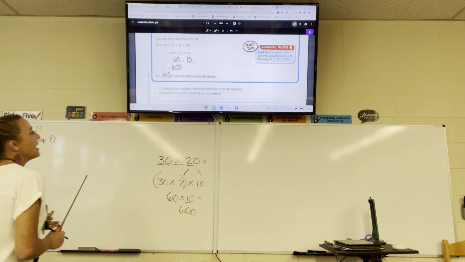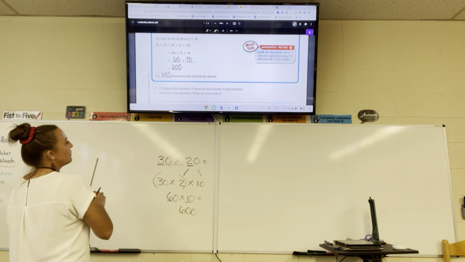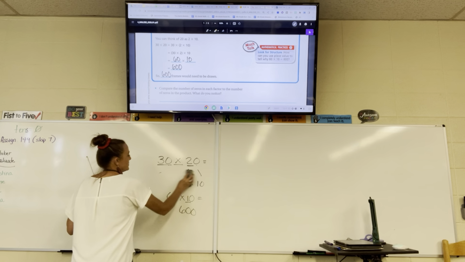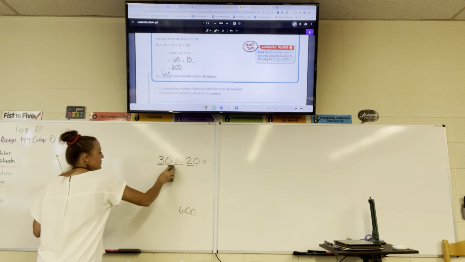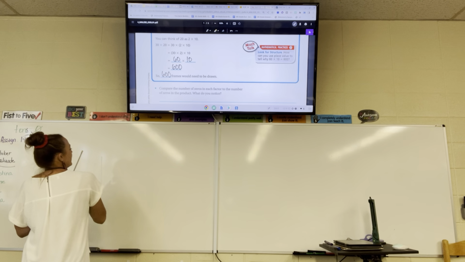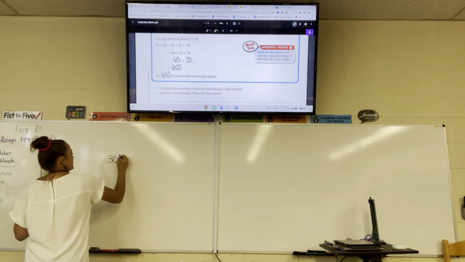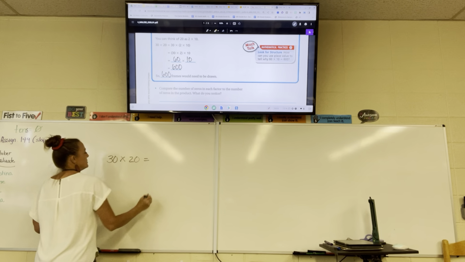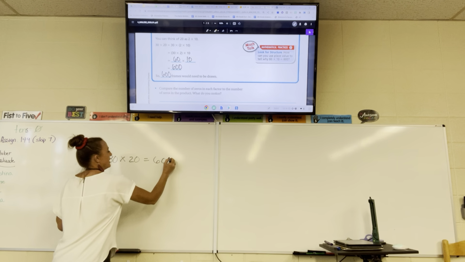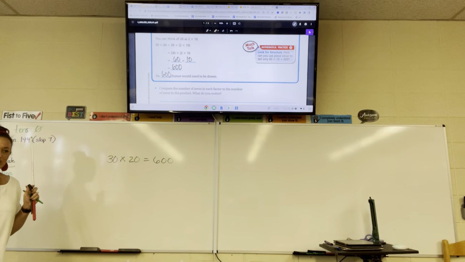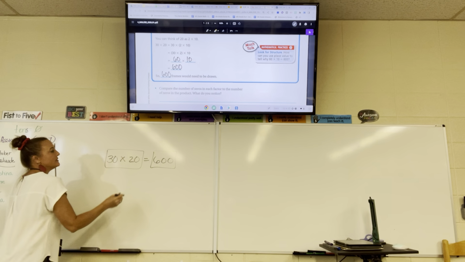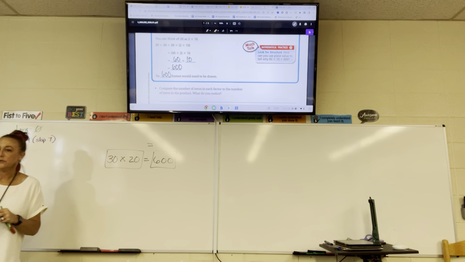Pretty crazy. It says compare the number of zeros in each factor to the number of zeros in the product. So let's do that. Here's the number of zeros. Here, I'm going to scoot this over a little bit. So in the problem, in the factors, how many zeros do you see? Two. In the answer, how many zeros do you see? Two. So the number of zeros in the factors and the product is normally equal.